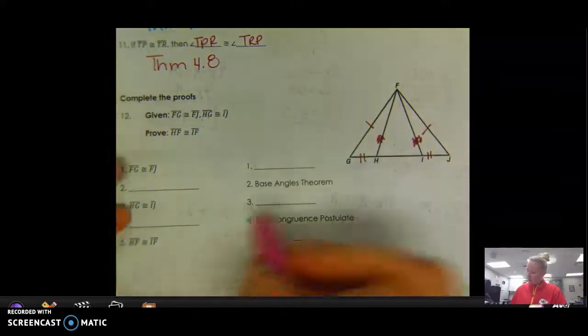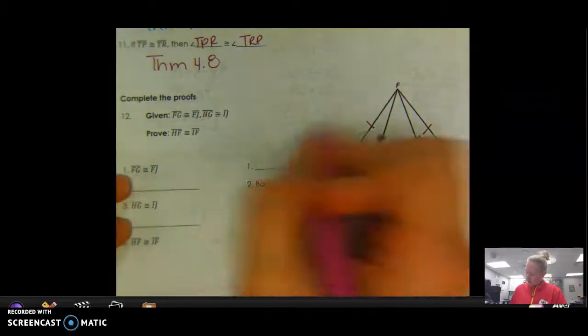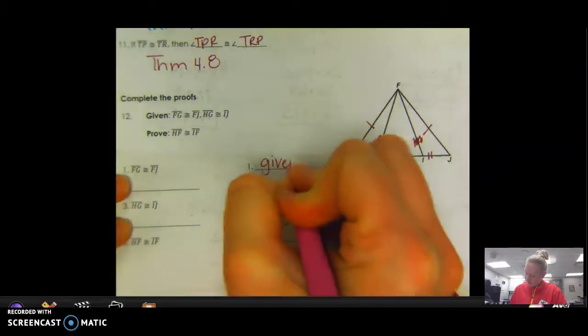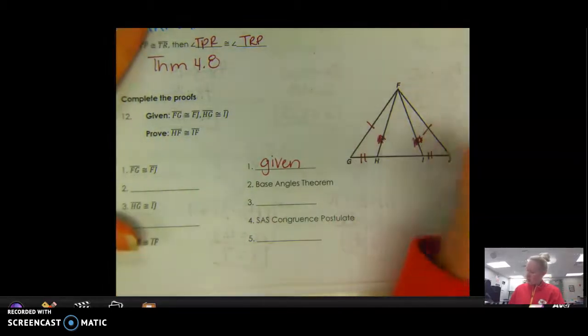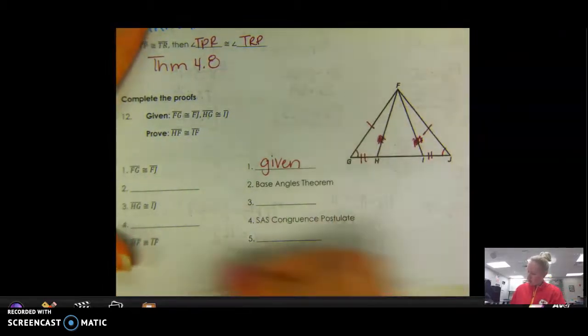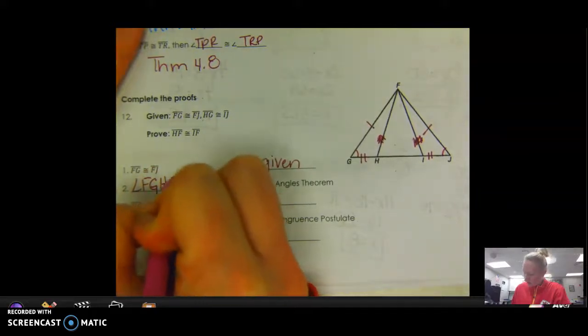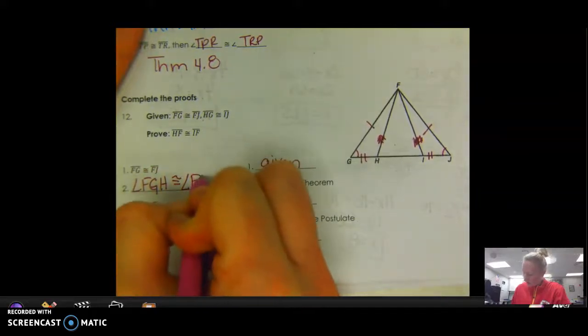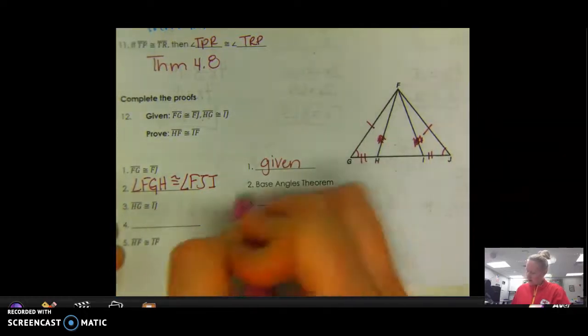Okay. Prove that H to F is congruent to I to F. So this first one was a given. Something because of the base angles theorem. Well, if I know that those two sides are equal, that would also make this angle congruent to this angle. So angle FGH is congruent to angle FJI. Then HG is congruent to IJ.